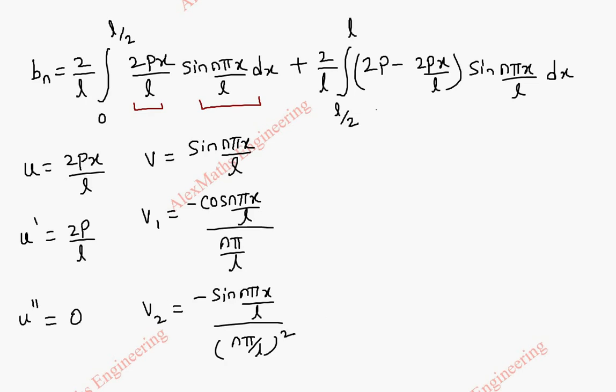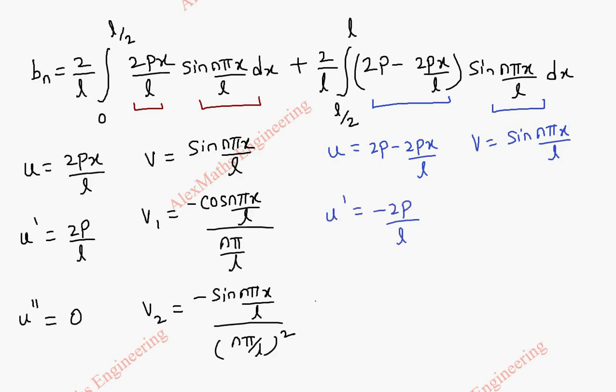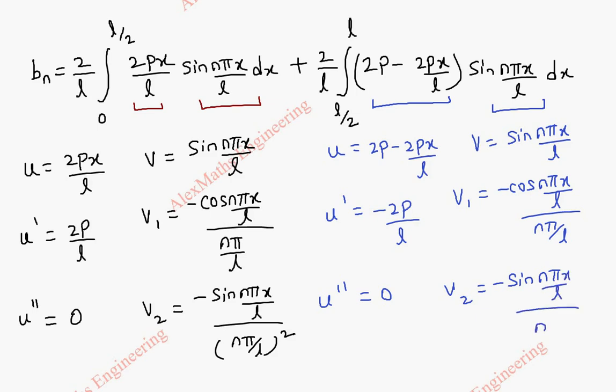In the same way, here I am going to take u and v. So u equal to 2p minus 2px by L, and v is sine n pi x by L. So u dash will be minus 2p by L, and u double dash will be 0. So V1 will be minus cos n pi x by L by n pi by L, and V2 will be minus sin n pi x by L by n pi by L whole square.